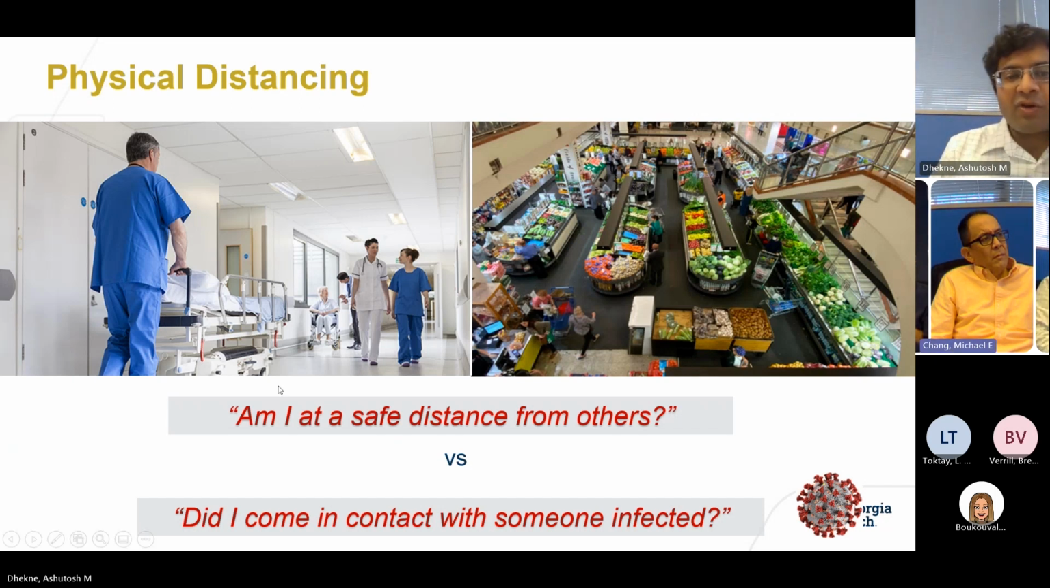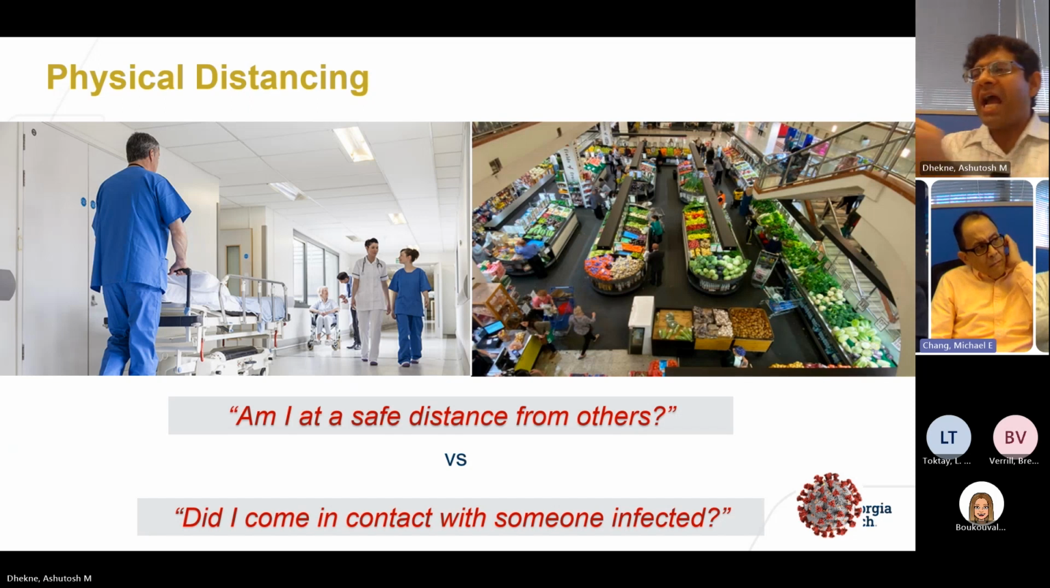If you ask this question, am I at a safe distance from others? It's here and now. I don't know any other person in the grocery store, but I'm only asking a simple question, am I at a safe distance from all of them or not? Which means for contact tracing, it's creating a null set. There's nobody in the contact tracing app at all, right?